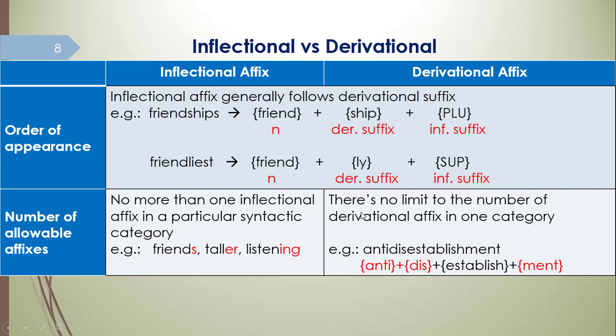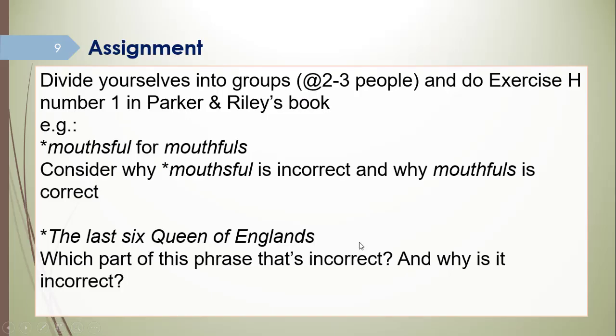However, for derivational affixes, there's no limit to the number of derivational affixes in one category. For example, the word anti-disestablishment. It has 3 derivational affixes: anti-, dis-, and -ment. So this is also a difference between inflectional and derivational affixes.